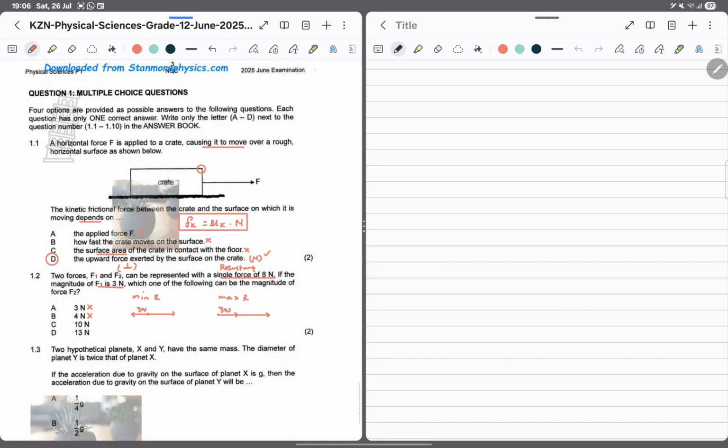Work it out some more. What about the 10 Newton force? Well, we get a minimum of 7 newtons and a maximum of 13 newtons. And this range includes the 8 Newton force, so this is possible. What about the 13 Newton force? So this gives us a minimum of 10 newtons and a maximum of 16 newtons. As we can see, this range excludes 8 newtons, so our answer is C.